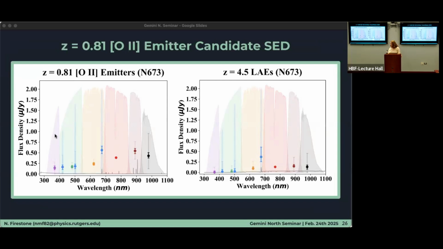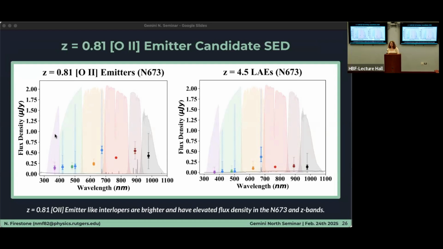And we can show the same thing for our O2 emitters. They're brighter, they have elevated flux density in the N673 and Z bands, and they don't have those LAE features that we hoped they wouldn't. So again, we feel like these are most likely very different samples from one another with very minimal contamination.